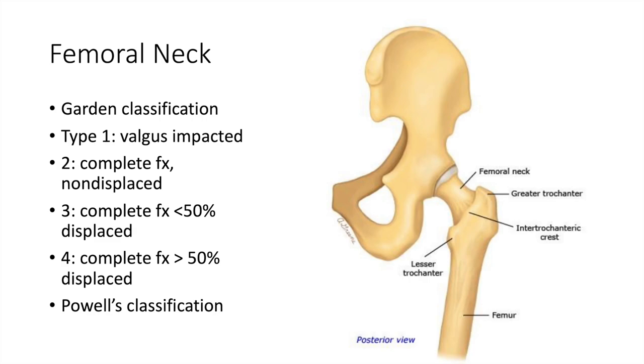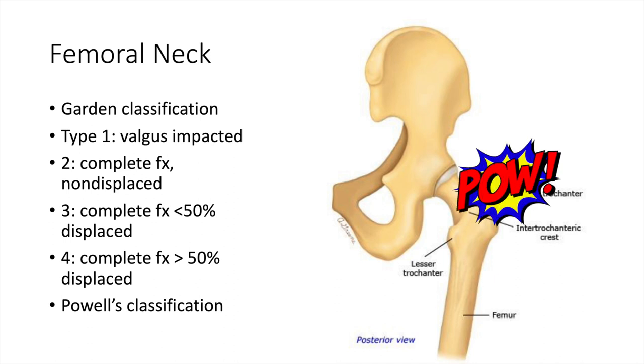Next up, lower extremity, we got the femoral neck. This is the Garden classification. This is by far the highest yield out of everything you will see in this entire video. And in fact, it's so high yield that even if I didn't go over it, you would see it so many times that by your first or second week, this would be as natural as breathing. So your Garden classification, type 1 is valgus impacted. Type 2 will be a complete fracture that's non-displaced. Type 3 is a complete fracture with less than 50% displacement. Type 4 is a complete fracture with greater than 50% displacement. Another classification system you may get asked is Pauwels classification. I just remember POW over the hip.